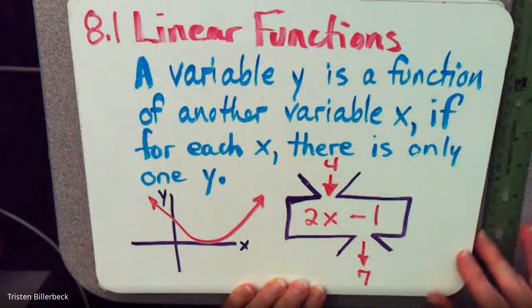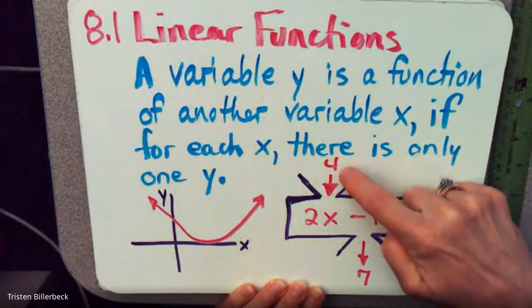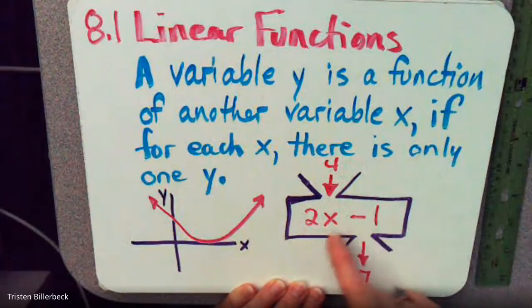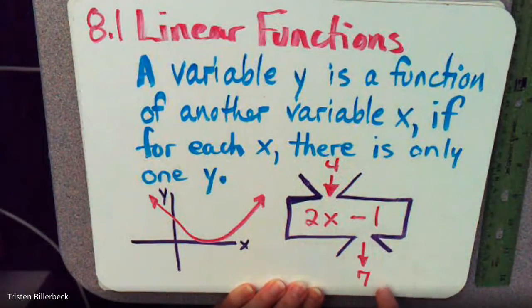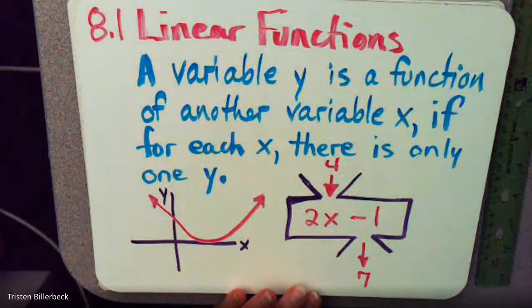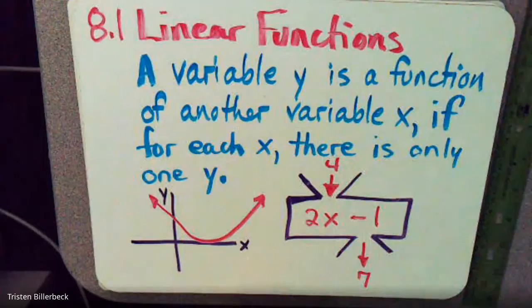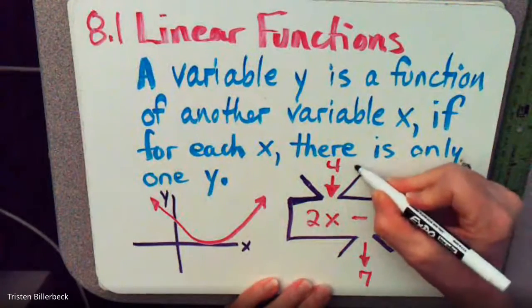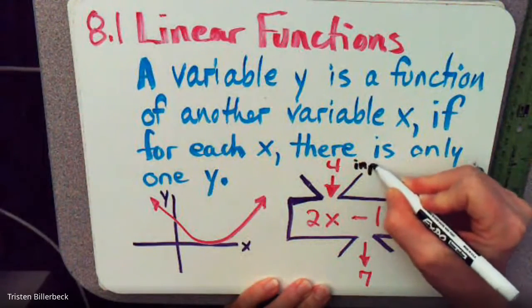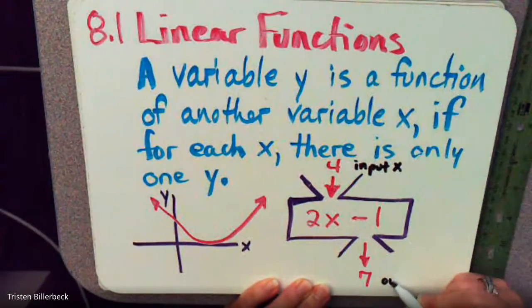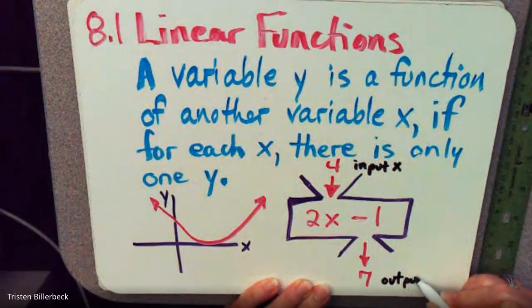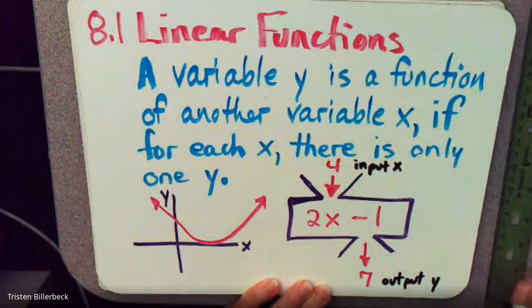Okay, so what does that mean? It means if I plug a 4 into my little function machine, and I put it into this function, I have 2 times 4, which is 8, and subtract 1, the output is a 7. So I have an input right here, which is called x, and an output, which is called y.